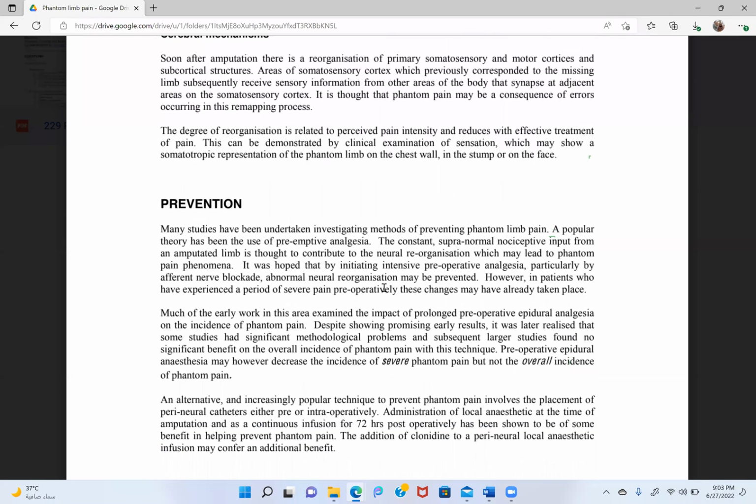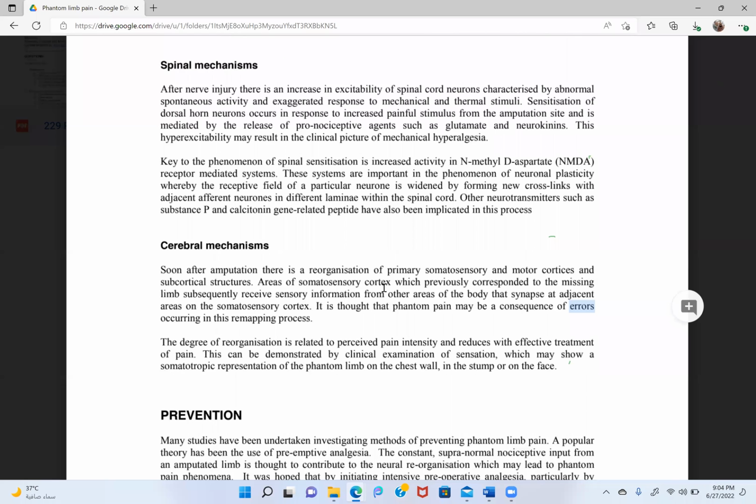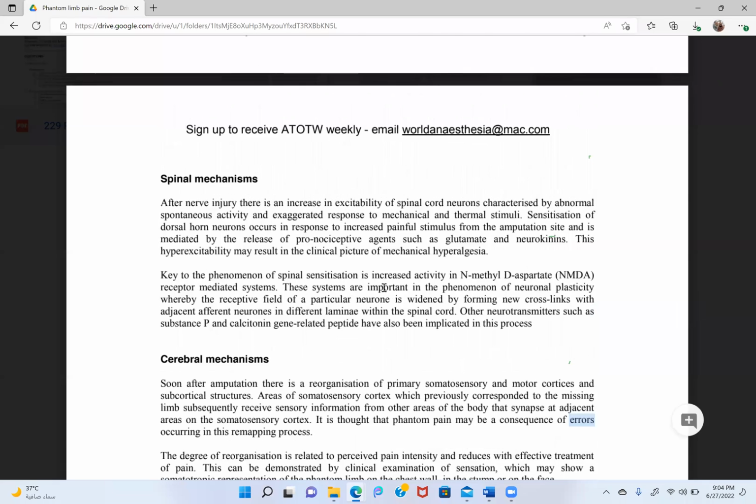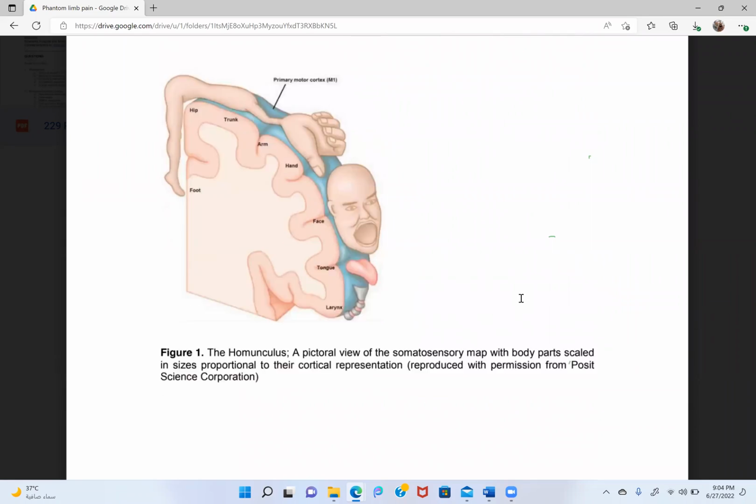Sir, in the cerebral mechanism, the last line says it can be demonstrated by clinical examination of sensation, which may show a somatotropic representation of the phantom limb on the chest wall, in the stump or on the face. When we give a stimulus, there will be a representation on the chest wall. They are saying it's a demonstration of the pain. I think this will be abnormal sensation. I'm not sure about this sentence.